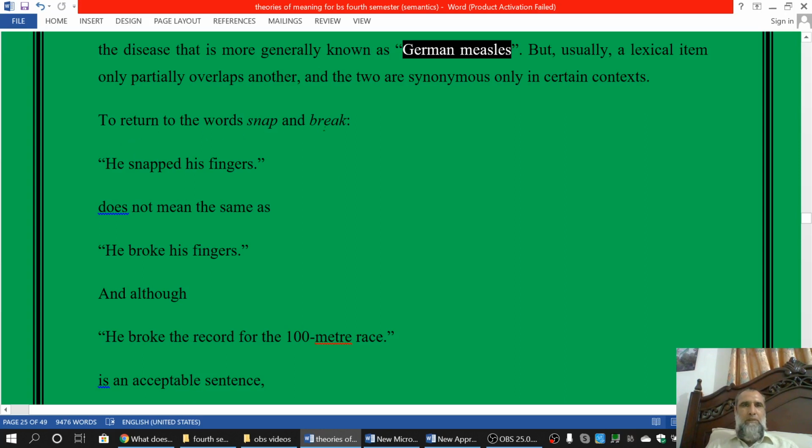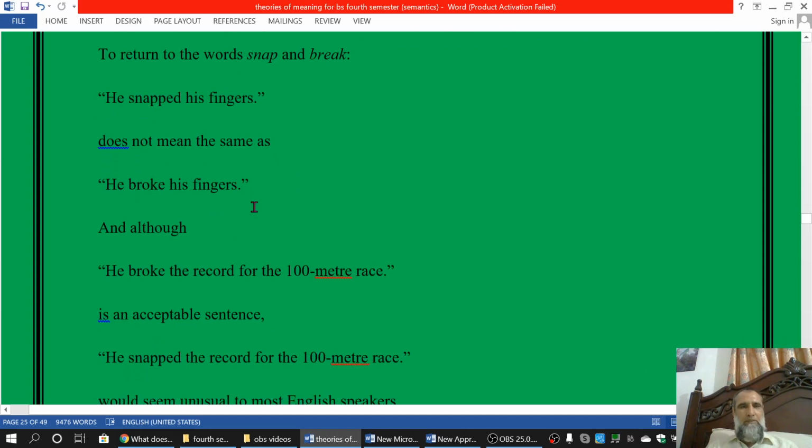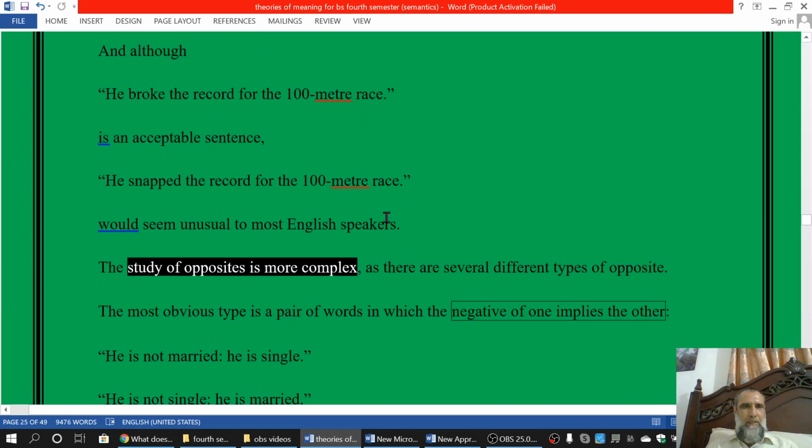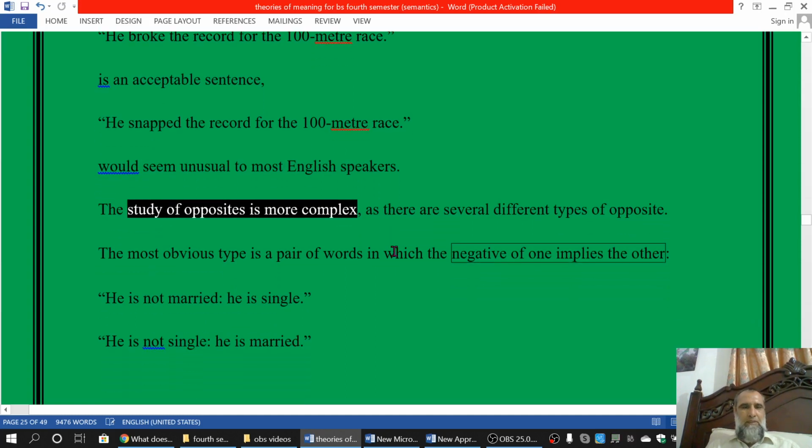To return to the word snap and break, he snapped his fingers. ایسے کرنا ٹھیک ہے. Does not mean the same as he broke his fingers. لیکن یہ broke یہاں پر different ہے. And although he broke the record for the 100-meter race is an acceptable sentence, یہ تو acceptable ہے. He snapped the record for the 100-meter race. یہ acceptable نہیں ہے. Which seems unusual to most English speakers.